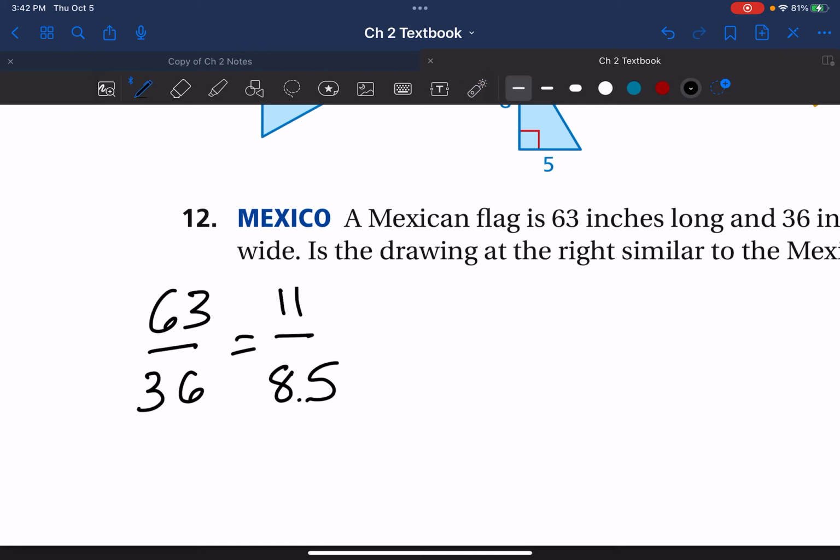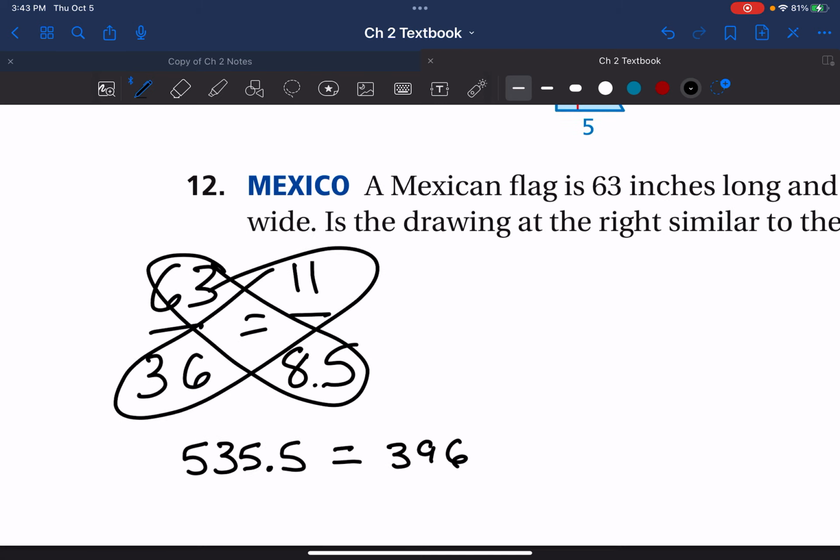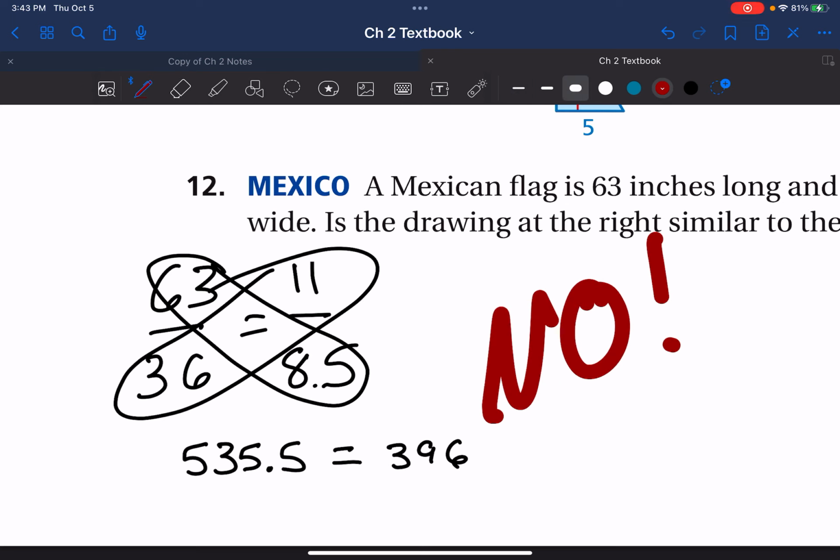Okay, when I took 63 times 8.5, I got 535.5. So I just did these ones, okay? I just times them. Set it equal to. Now take 36 times 11. I got 396. These two numbers are not the same. If they were the same, then this would be a yes, they are proportional, but they're not the same. This is a big fat no. No, they are not proportional.